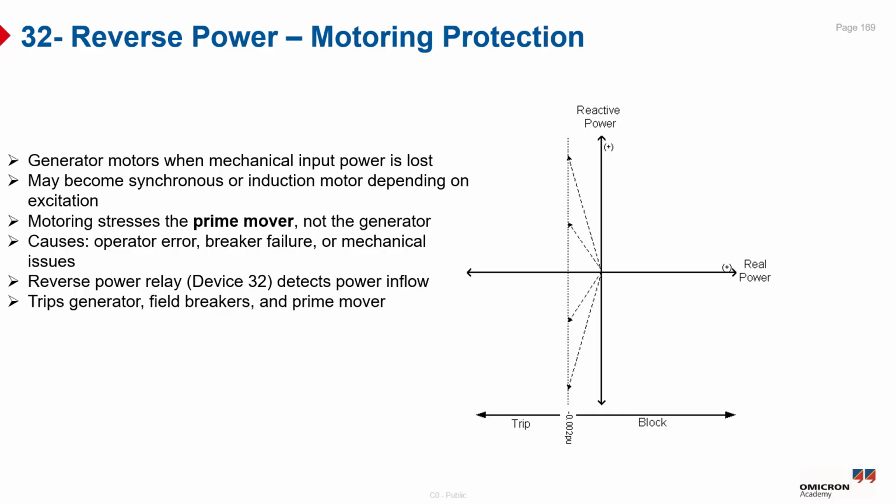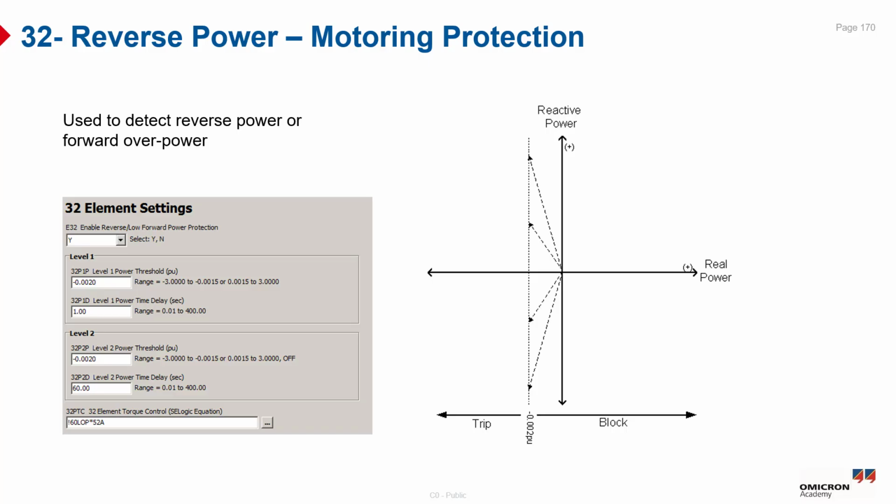Electrical motoring protection takes the form of the reverse power relay, designated device 32, and this relay detects power flow into the generator terminals from the power system. The reverse power relay trips the generator breaker, the field breaker, and the prime mover. Now we will talk about the electrical protection of the motoring effect.